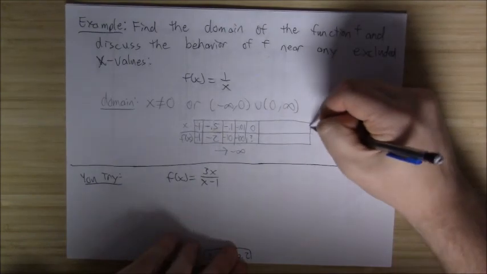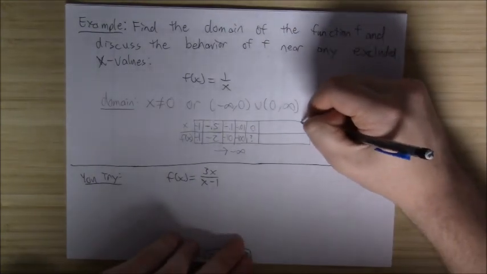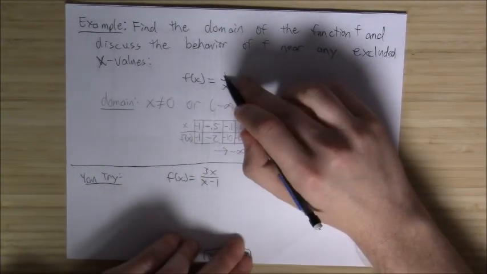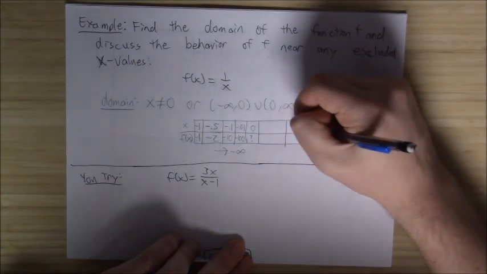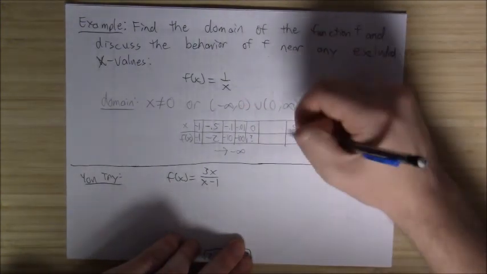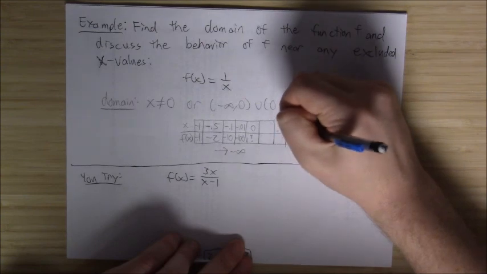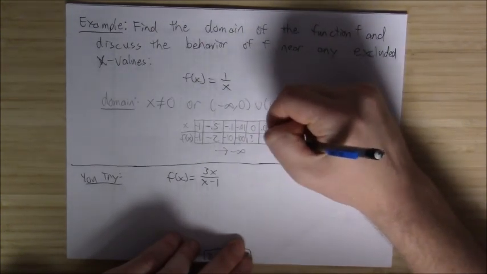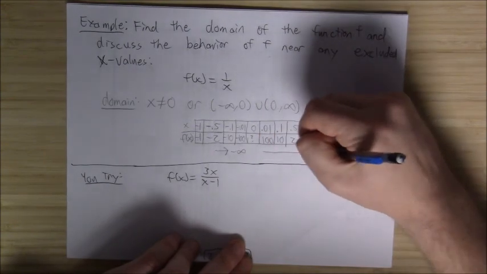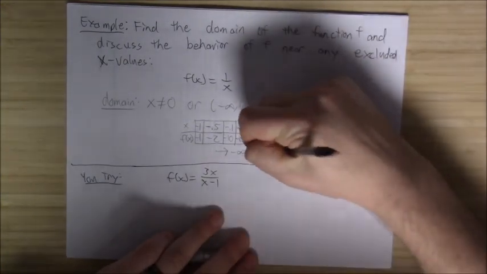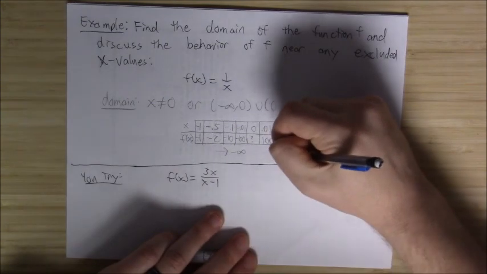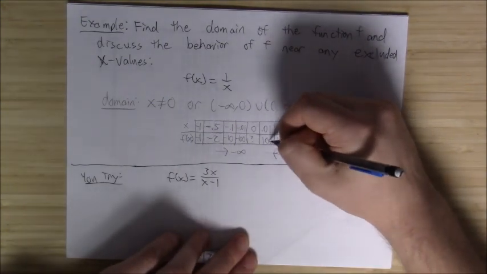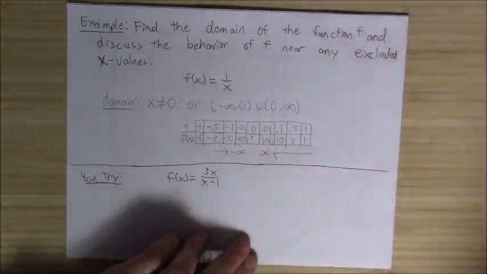On the flip side, if we look at 1, plugging 1 in, we get 1. Plugging 0.5 in, we get 2. Plugging 0.1 in, you get 10. And plugging 0.01 in, you get 100. So here it's getting really, really big in the positive direction, so positive infinity.